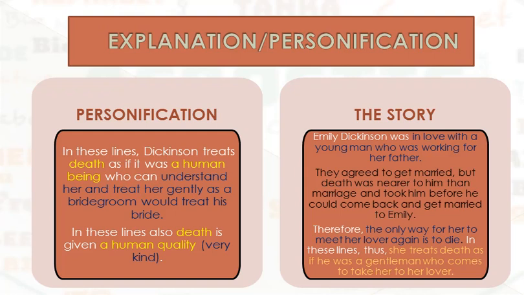Thus, in these lines, she treats death as if he was a gentleman who comes to take her to her lover. That's why she gave death a human quality, which is very kind, and also she referred to it with the pronoun he. So the function of personification here is that death will be like a human being, like a gentleman who will come to Emily in order to take her to her lover.